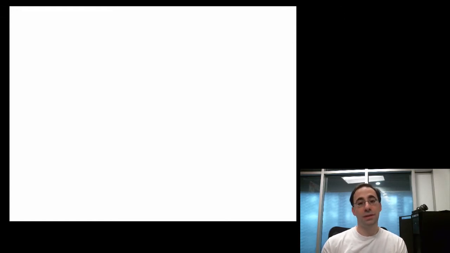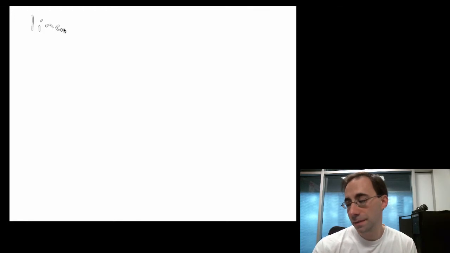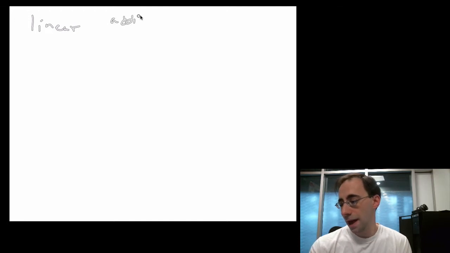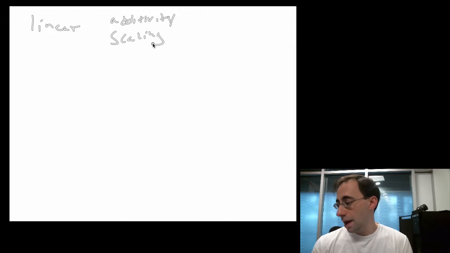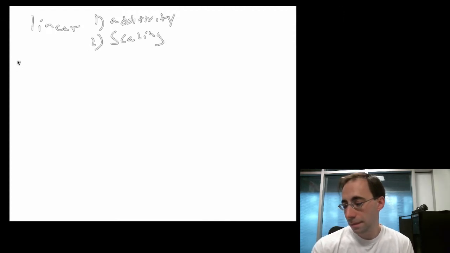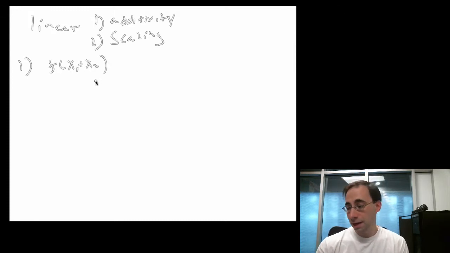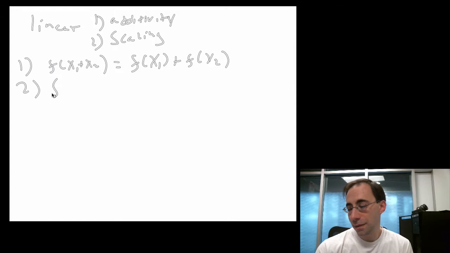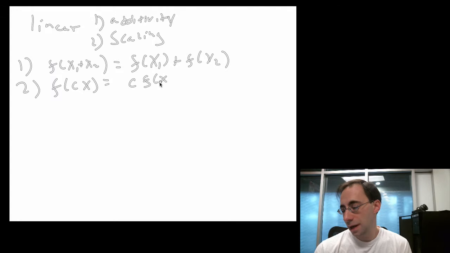So we're going to start with the very most basic one, the linear function. The linear function is defined by two properties: additivity and scaling. Additivity means that if I add two arguments together, the function of those two arguments equals the sum of the functions of each of the arguments. Scaling means that if I multiply my argument by some constant c, I get c times the function itself.